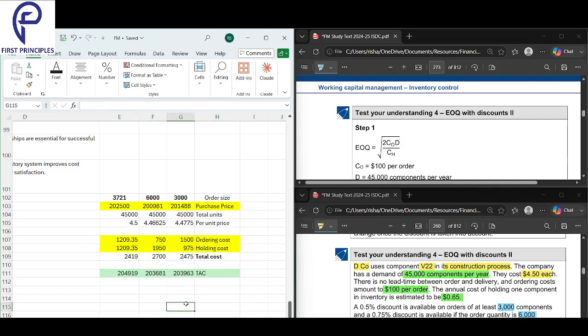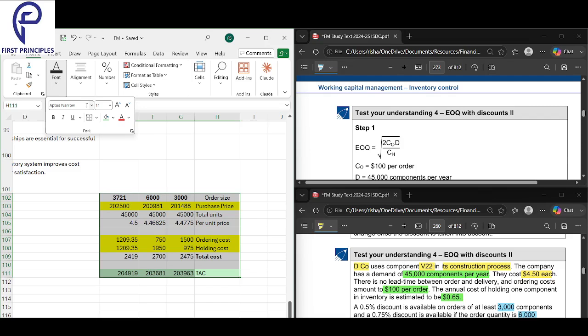So this is a very easy way to do these kinds of sums. You just take the total purchase price, total ordering cost, and total holding cost, add all three, and you get your total annual cost. Whichever total annual cost is lowest, go for that option, because for a one-year period you just have to see where it is lowest. So you have three options here, 3,000, 6,000, and 3,721. In all the cases, your per unit price was different.